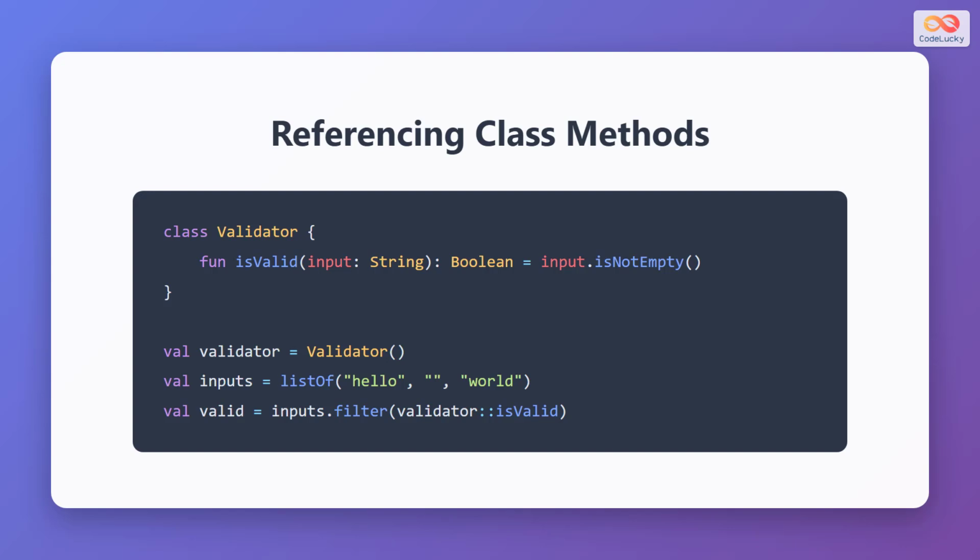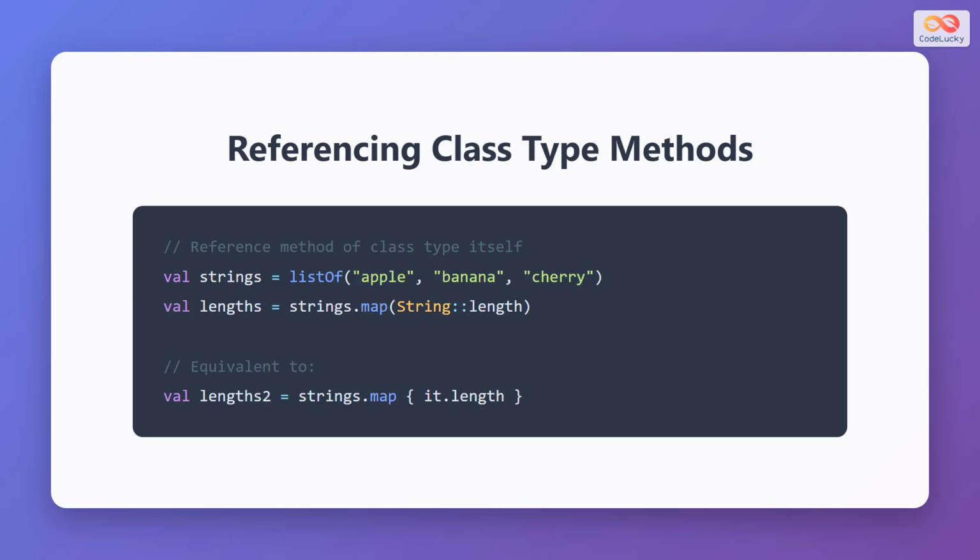Function references also work with class methods. In this example, we have a Validator class with an isValid method. We create an instance of Validator, then use a function reference to call the method. Notice the syntax. We write the instance name, validator, followed by double colon, and then the method name isValid. This passes the bound method reference to the filter function.